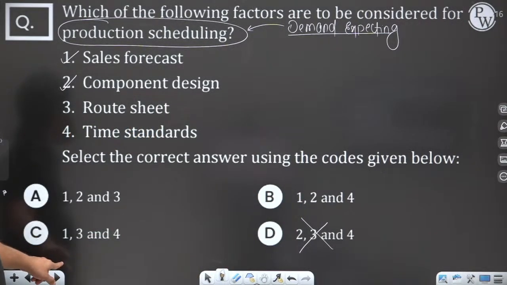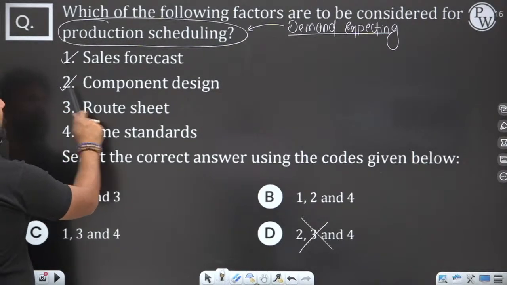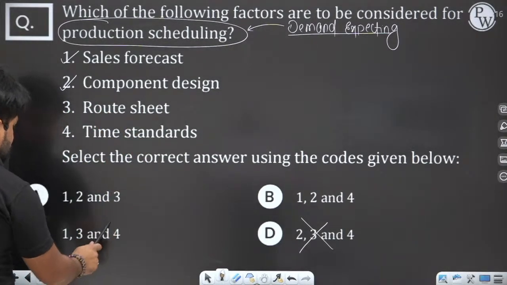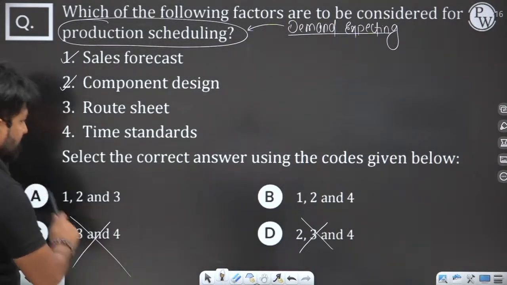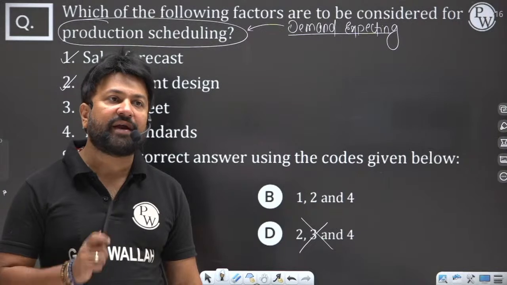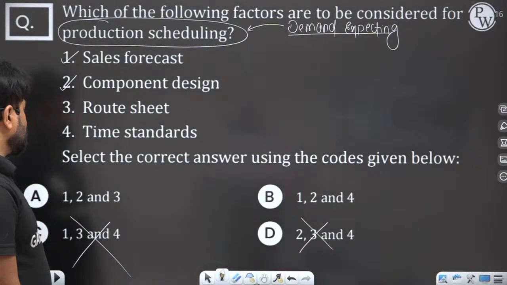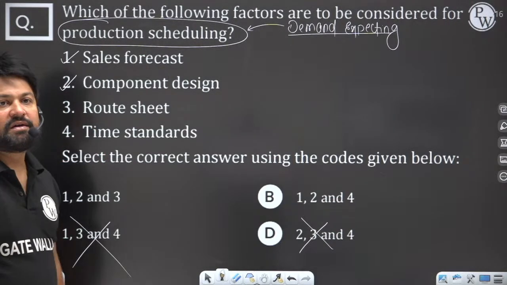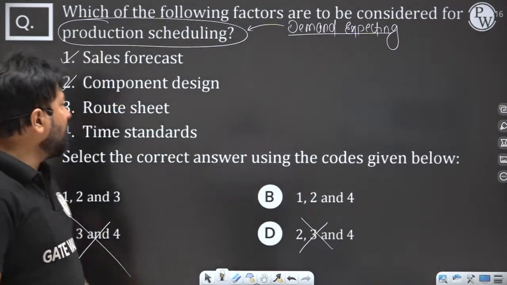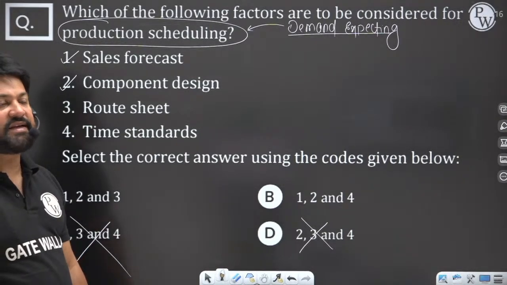My dear, C is not your answer, because 2, component design, is also required. So C is going to be cancelled. Are you getting that thing? My dear, route sheet, or you can say time standards.